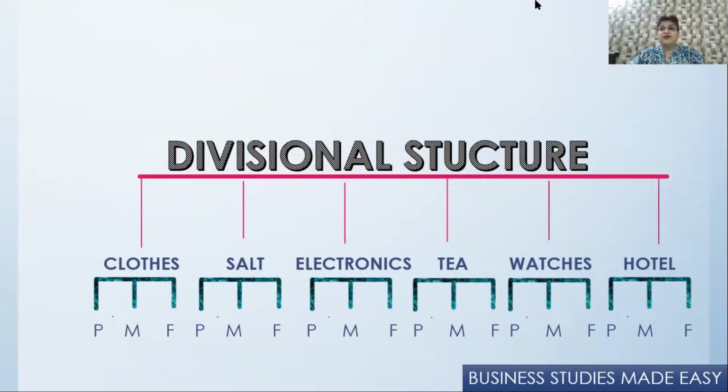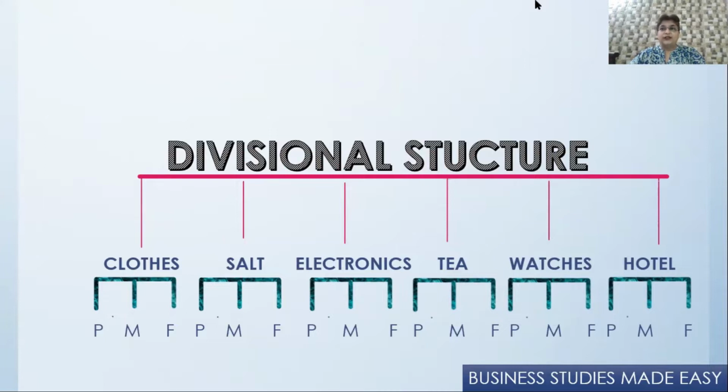Now look at this divisional structure. Divisional structure is made on the basis of the products being made by the company. So if a company is making a large number of products and the machinery used, the infrastructure used, and the raw material used is different. Like for example, for clothes, the machinery you don't use it for salt. What you use for salt, you don't use it for electronics. Similarly, tea, watches, and hotels, the infrastructure needed is quite different. So when you are making a large number of products, then the organization structure is divisional.